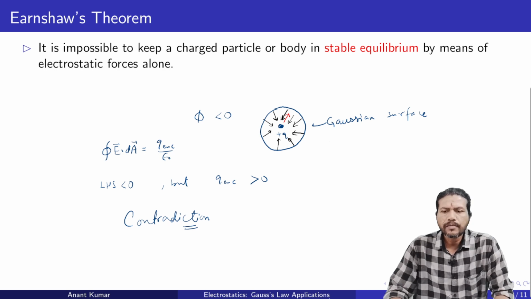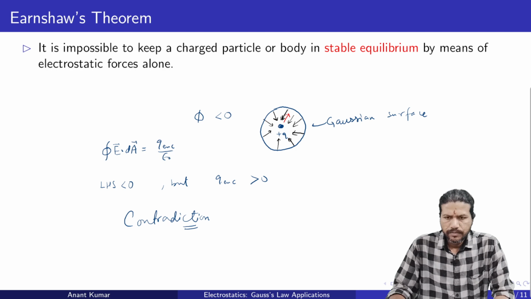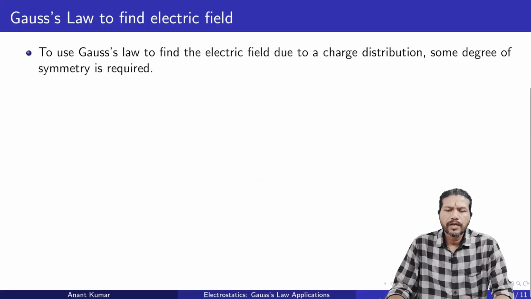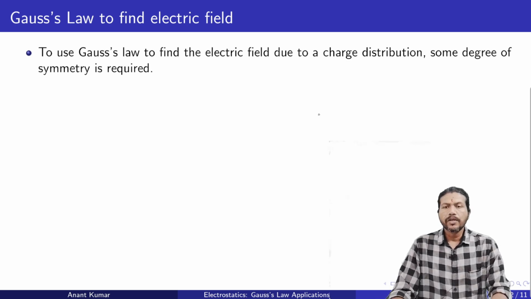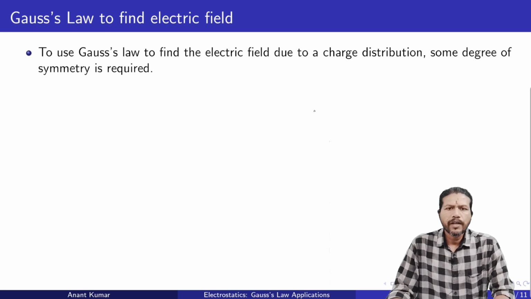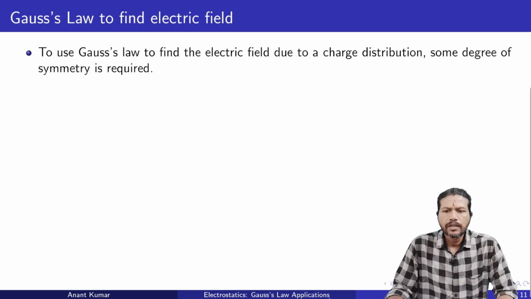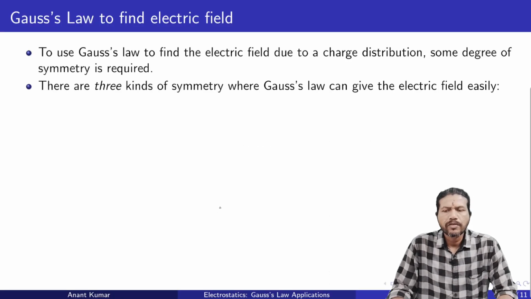Fine. Right. So next we go into the application of Gauss's law for finding the electric field. Now, as I said already, if we wish to find the electric field due to a charge distribution using Gauss's law, then some degree of symmetry is required. Now, as far as we are concerned, there are not many kinds of symmetry we will be dealing with. There are only three kinds of symmetry where Gauss's law can be used to give the electric field easily.